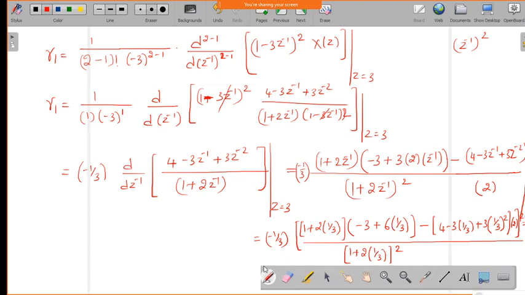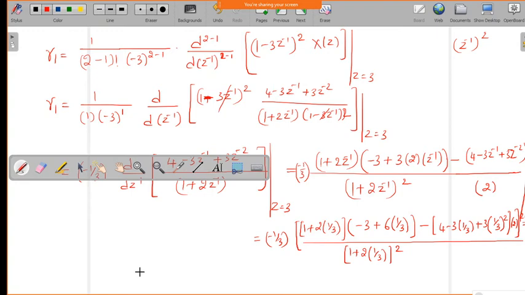So now we can evaluate. What is the value? You will get minus 1 by 3 into, this will become 2 by 3, and you can take common factor 3. So you will get 5 by 3.